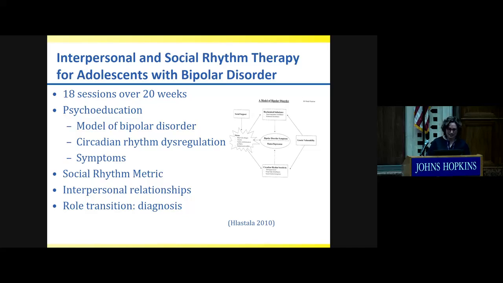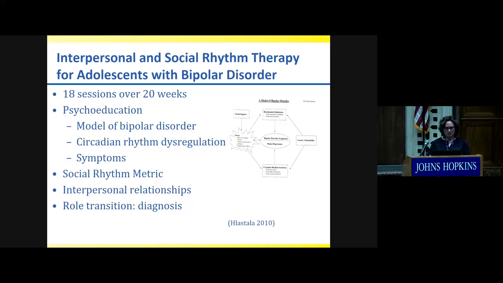There's obviously a focus on interpersonal relationships. There's also this concept called role transition, really talking about going from someone who hasn't had the diagnosis of bipolar disorder to a new diagnosis of bipolar disorder. It's a transition. I have a lot of teens and young adults coming in with a new onset manic episode, no prior mental health history, and they're really having a lot of identity questions.